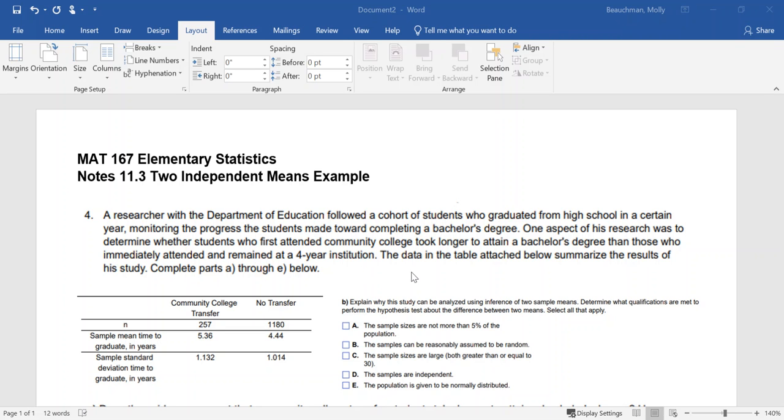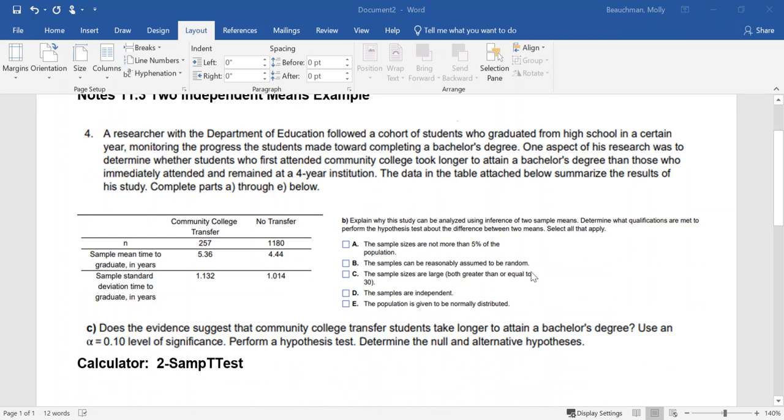The data in the table attached below summarize the results of his study. So we're going to complete parts A through E. So in this study, we're comparing two populations. So we want to make sure that it meets the requirements. If you're not sure what those are, check 11.3 textbook or notes.